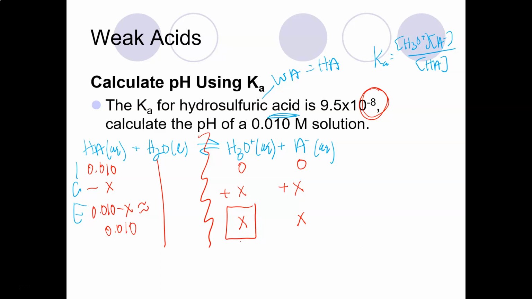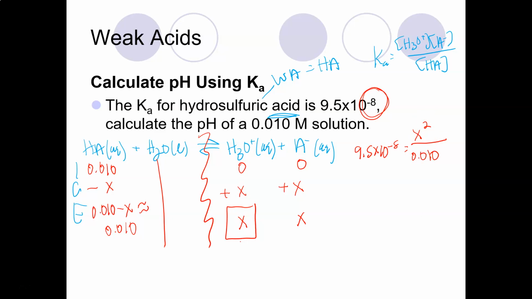So what that's going to let me do is for Ka, I'm going to plug in 9.5 times 10 to the -8. For H3O plus, I'm going to plug in x. For A minus, I'm going to plug in x. X times x is x squared. For HA, I'm going to plug in 0.010.